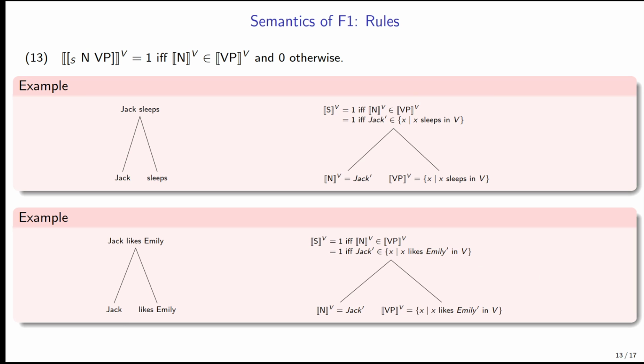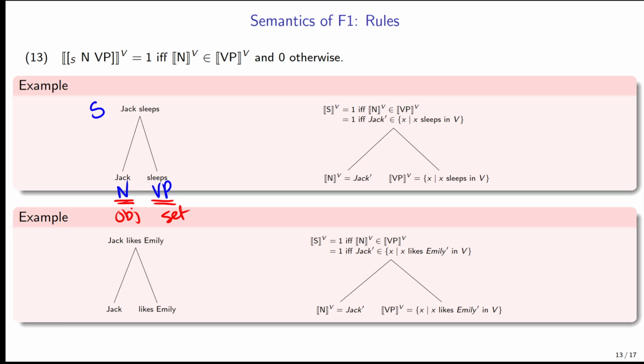Okay. Finally, this is our last rule that does not use connectives. This is the meaning of a sentence. So Jack sleeps. This is a sentence that breaks from a noun and a verb phrase. How this works is, remember, our subject is just an object. It's an element, it's a thing. Our verb phrase is a set or a relation that's looking for a subject.